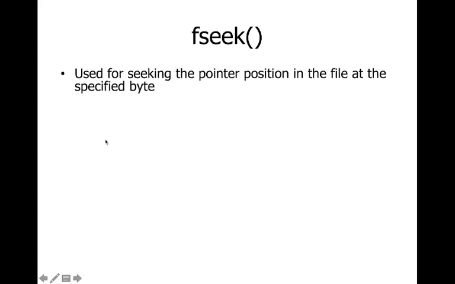Fseek is used for seeking the pointer position in the file at the specified position. So seek means we can seek the file pointer. Usually it will be reading one after the other. So if you want to change the position of that pointer to some location, we can use this function and change the location of that file pointer to that particular location, so that we can read from it or write into that file location.